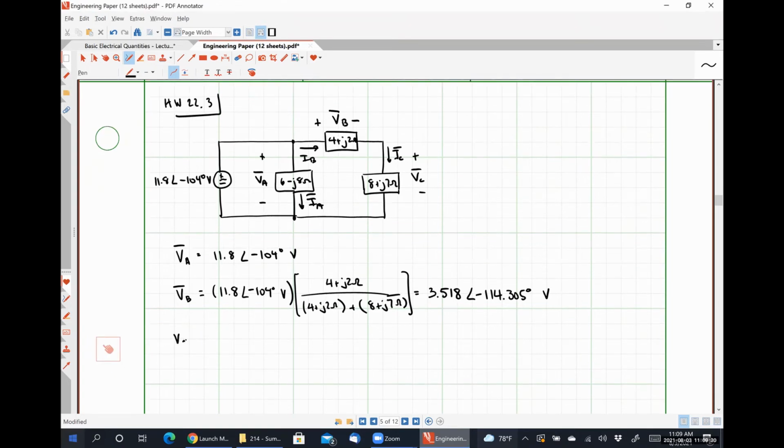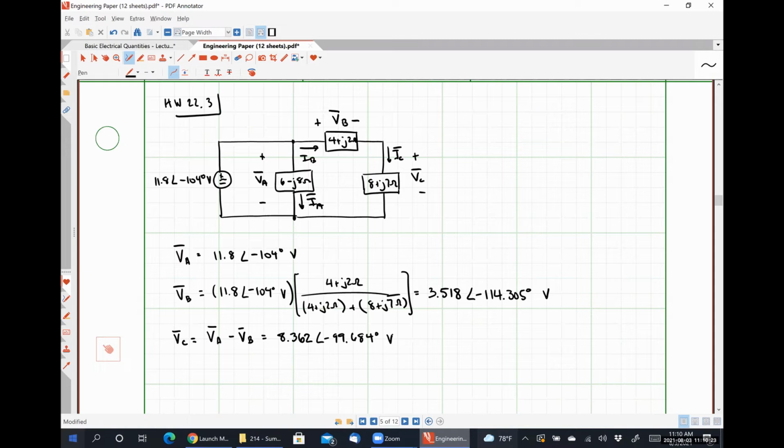VC, I could either get using voltage division, or I could say that it's VA minus VB, which I get to be 8.362 with an angle of negative 99.684 degrees volts. So we've solved for all three of our voltages.